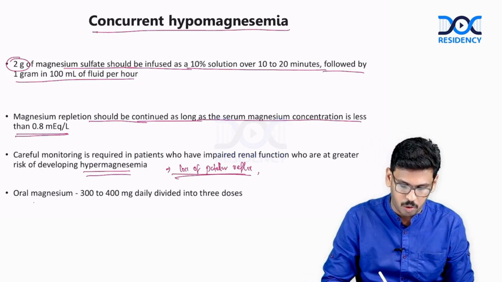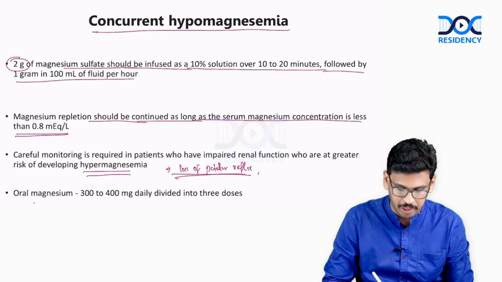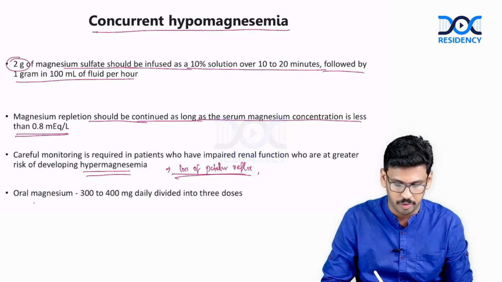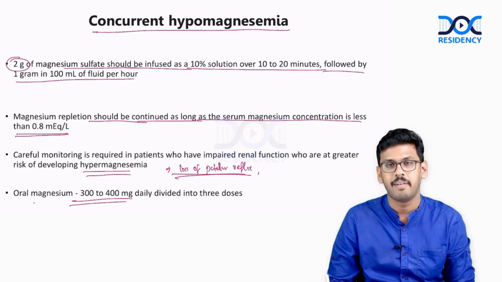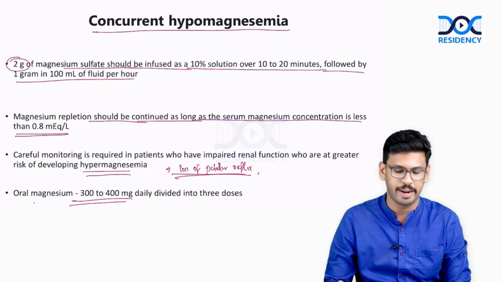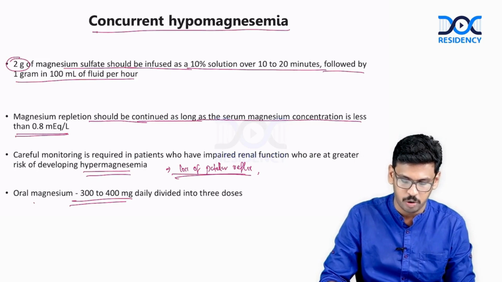And once the IV correction is over, you can bridge it with oral medication by using 300 to 400 milligram in 2 divided doses. That is how you correct hypomagnesemia.